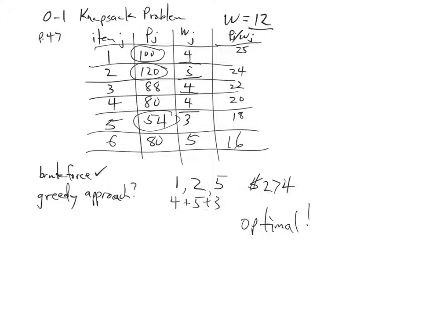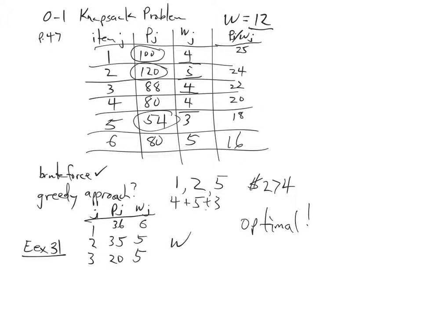But if we look at embedded exercise 31, which is so tiny it barely deserves to have a label, if our items were 1, 2, 3, the profits were 36, 25, and 20. So that's J, P sub J, and W sub J, and the weights were 6, 5, 5. This is a completely new example. If we take W equals 10, that's obviously rigged.